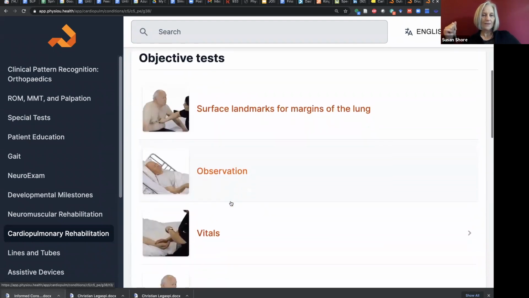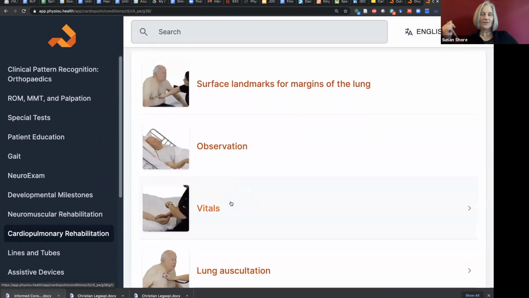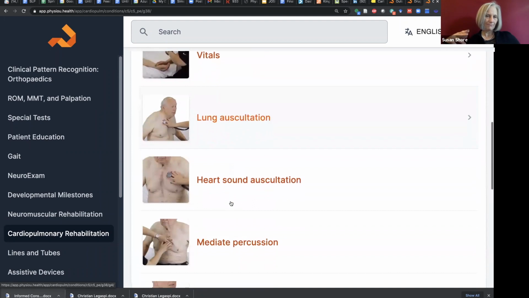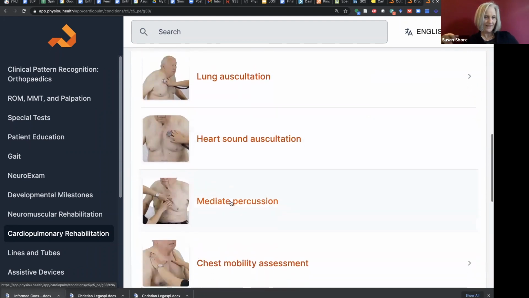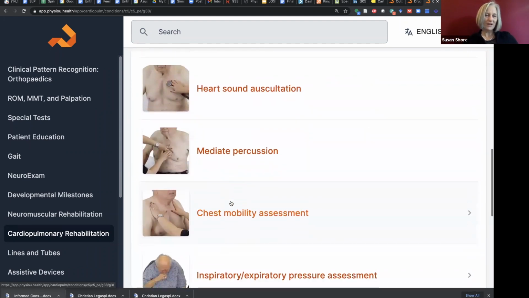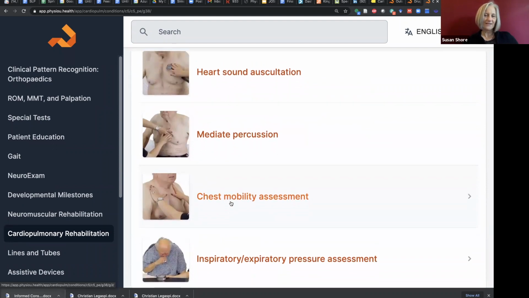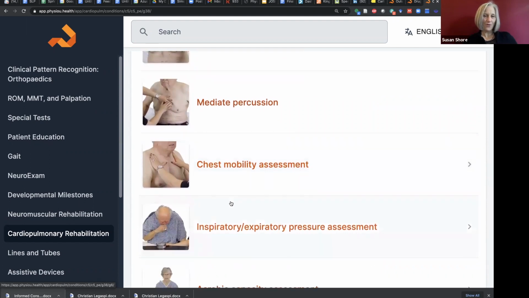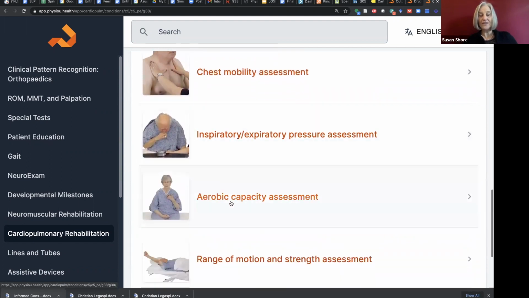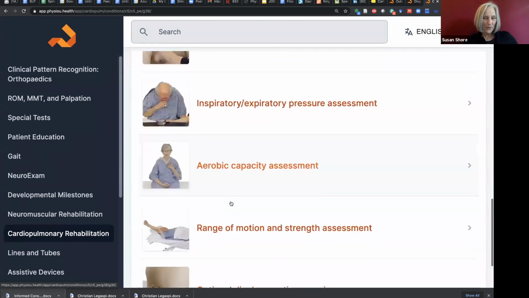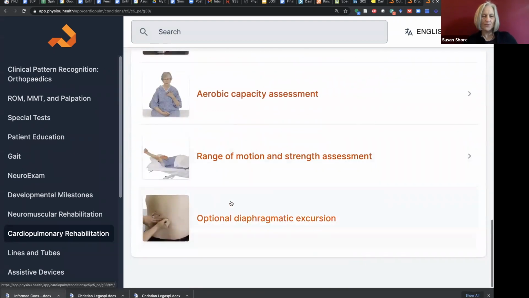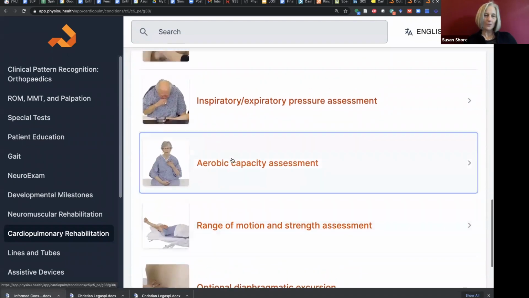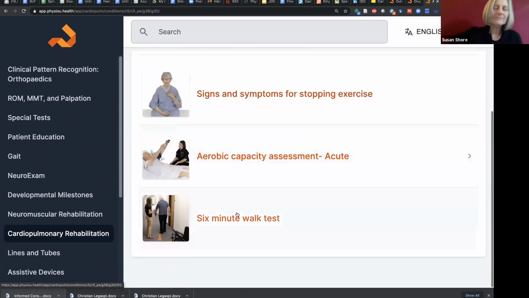So what objective tests would you do for this patient? And so several of them are listed here. Always going to listen to the lungs, always going to listen to the heart, and see how the chest wall moves and so forth. So various ways to assess. Being good PTs, we're always going to look at range of motion and strength. We're always going to think about aerobic capacity and the various ways that we can assess. Yeah, just click on one of them.